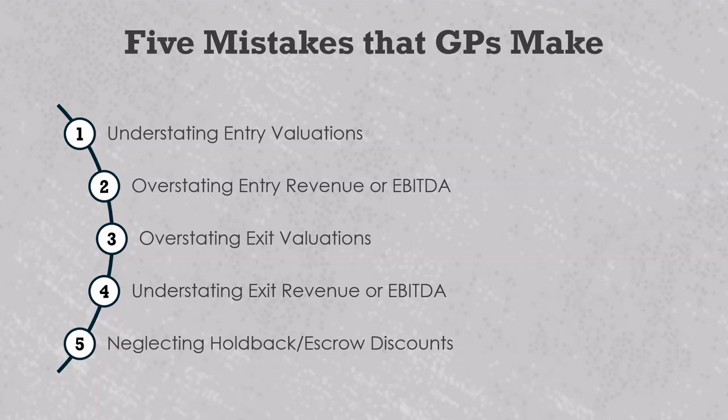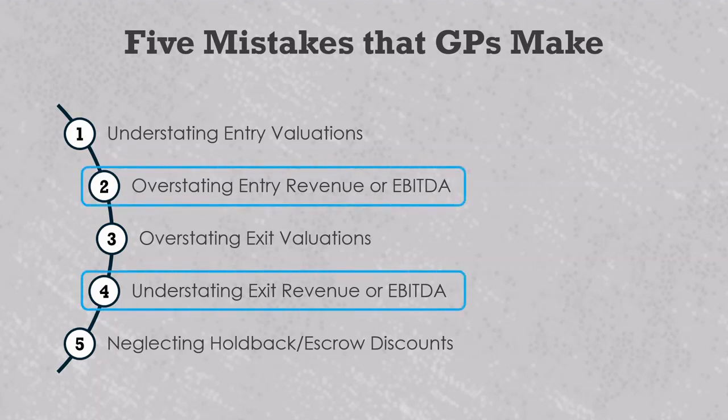In our example, the biggest moves came from overstating entry performance and understating exit performance. This overstated multiple expansion by 29% and understated EBITDA growth by 29%. Together, that is a 58% swing in relative value creation.